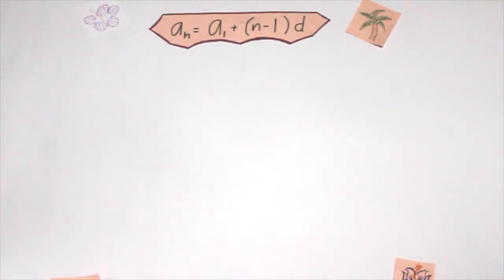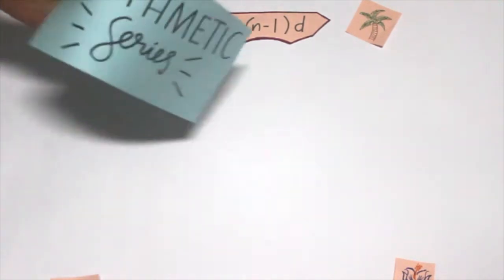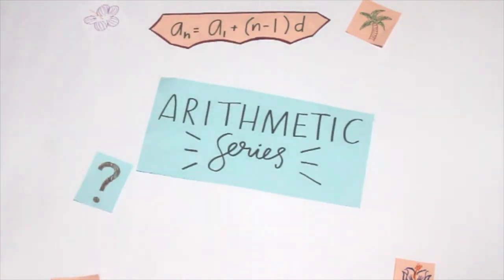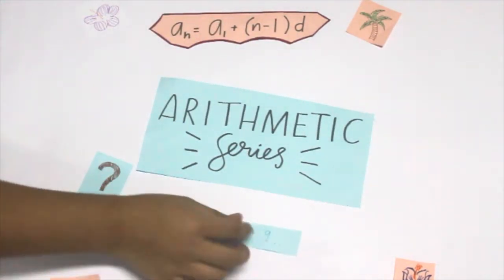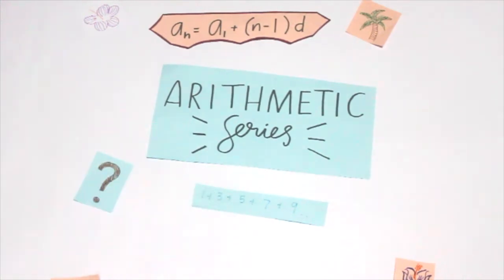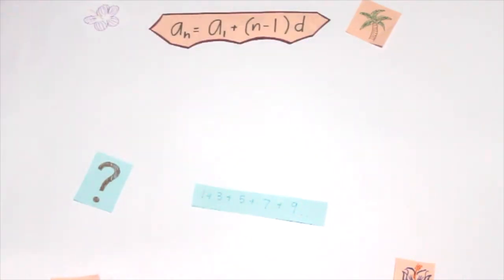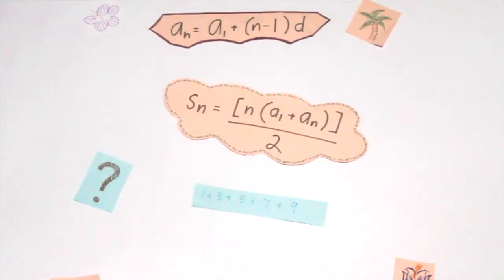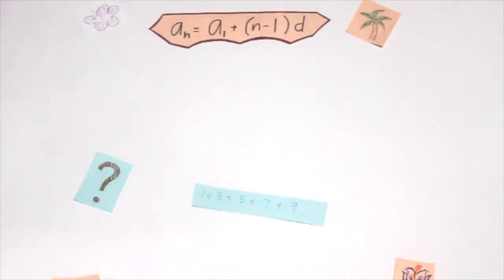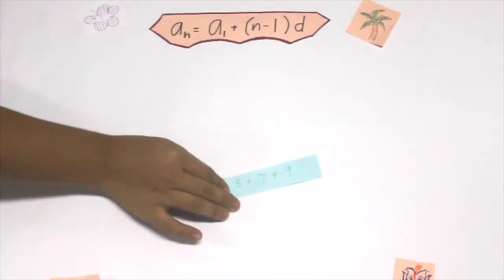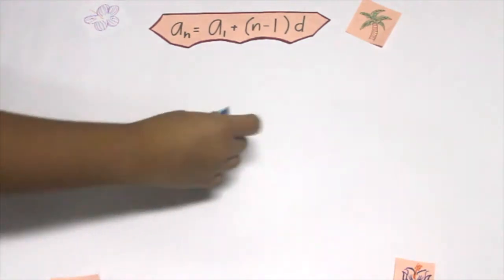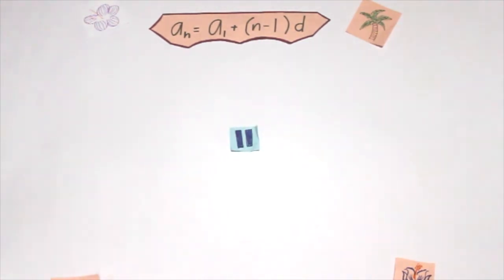So what is an arithmetic series? A series is the sum of all the terms in an arithmetic sequence. This is the formula that you should remember. Now, let's do some sample problems together. Feel free to pause and try to solve the problems on your own, or follow along the video. Whatever you think is best for you.